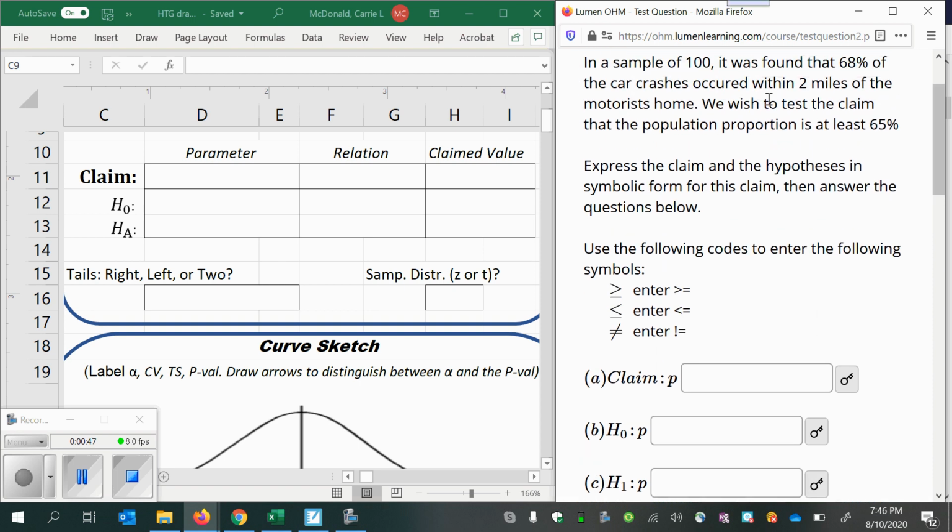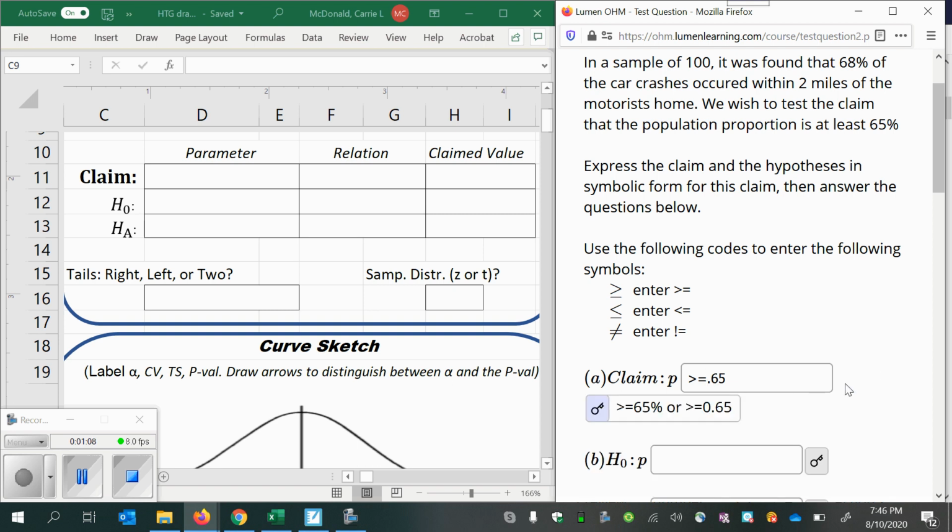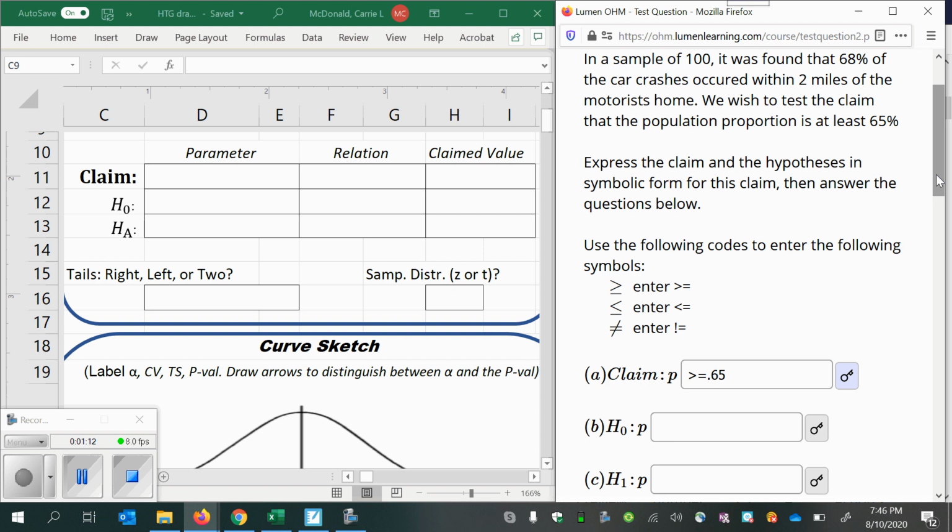we wish to test the claim that the population proportion is at least 65%. So that would be greater than or equal to 0.65. And make sure to put the 0 in there, because if you don't, it may not recognize your answer. Let's see what happens if I enter that.